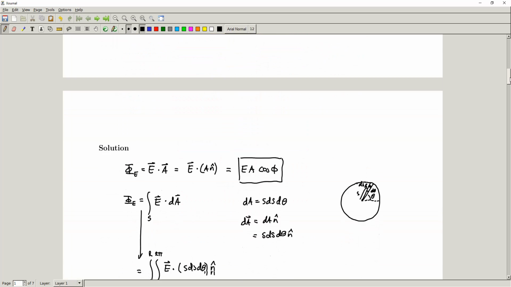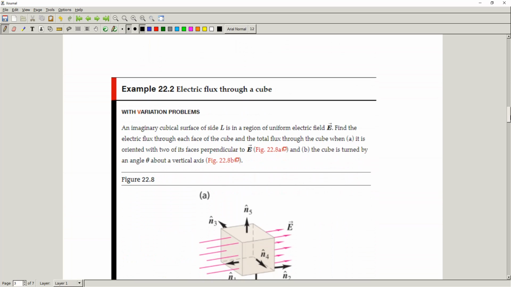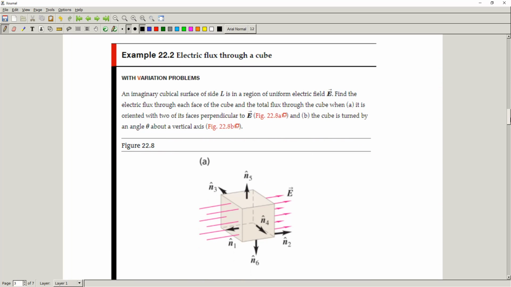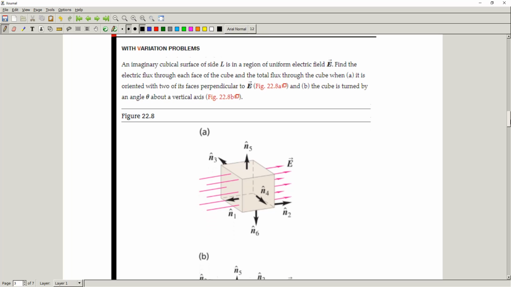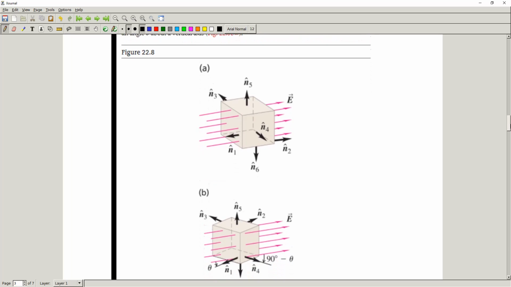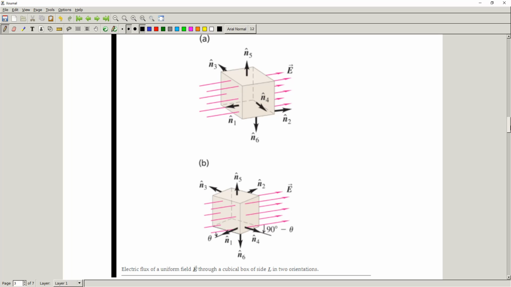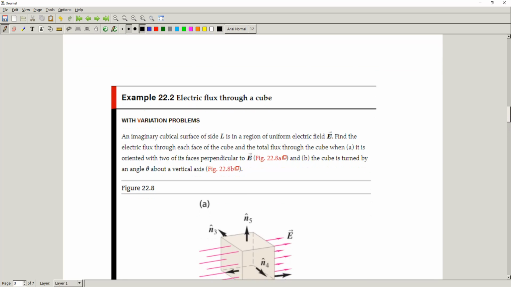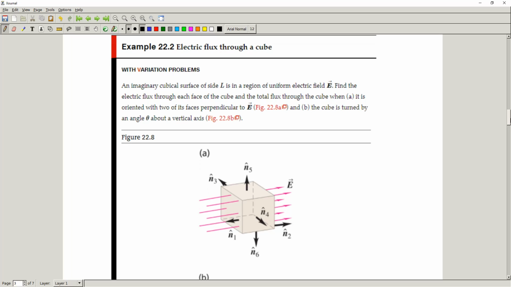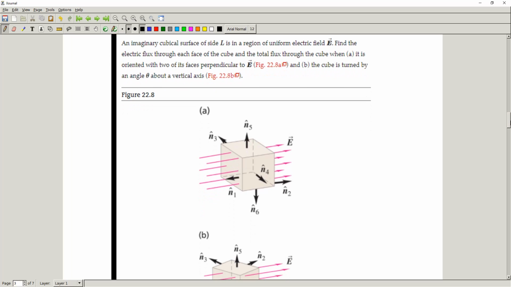All right, let's take a look at the next example from the text. This is 22.2, and in this one we are looking at a cube sitting in a uniform electric field again, and then we rotate the cube slightly and take a look at it again. So we need to find, well, I'm going to read the problem in a second here, but basically we need to find the electric flux, or actually, let me pause the video and save this before I lose this PDF. One sec.